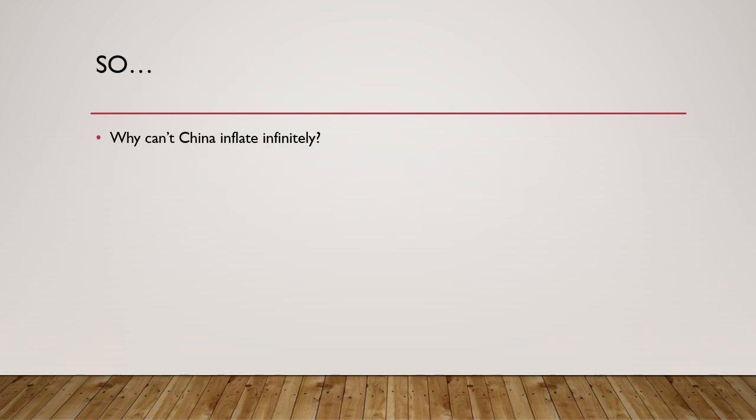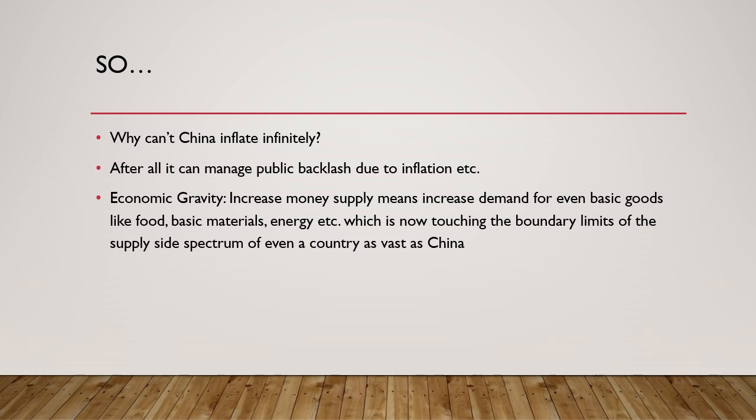So one question that can come to your mind, and we have touched upon it briefly in the previous slide, is why can't China inflate infinitely? Or in other words, why can't China keep on doing the same thing, inflating its money supply domestically more and more and keep on rolling the ball further and further? After all, it can manage the public backlash even if there's high inflation in the economy given its political structure. The answer is it can't.